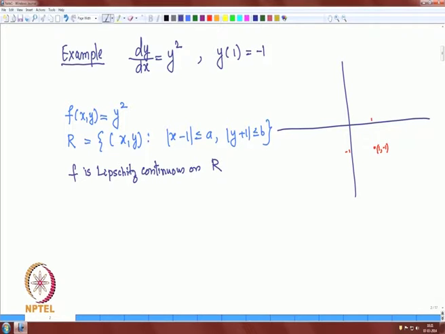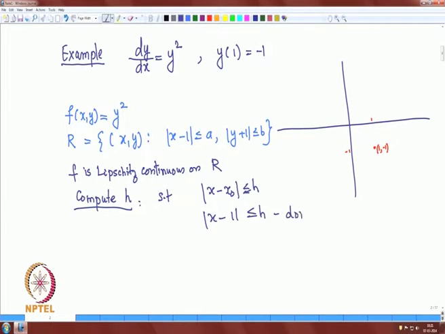and it says there exists a unique solution in a neighborhood |x - x0| ≤ h, which is |x - 1| ≤ h. We are going to try to find what h is. Compute h such that |x - x0| ≤ h is the domain on which the solution is defined. So, in our case x0 is 1, that is |x - 1| ≤ h.